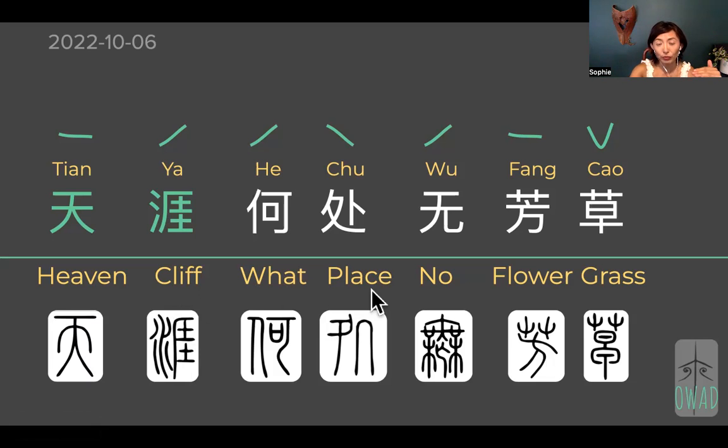And 何处 is a question. It's like where, what place is the Chinese way to say where. It makes sense, right? So we're asking about the location and we don't know exactly which direction to go. So that's 何处. 何 is a question mark, basically, for Chinese.